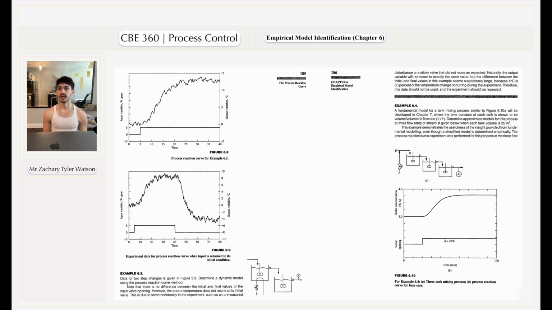not move as expected. Naturally, the output variable will not return to exactly the same value, but the difference between the initial and final values in the example seems suspiciously large, because 4 degrees Celsius is 50% of the temperature change occurring during the experiment. Therefore, this data should not be used and the experiment should be repeated. We will move on to example 6.4.